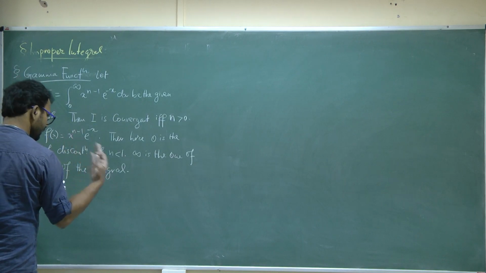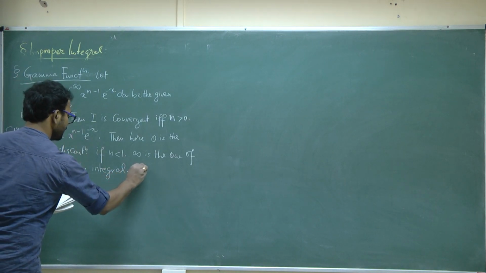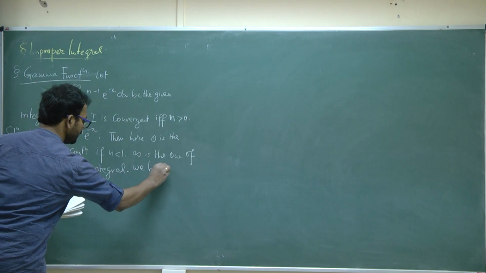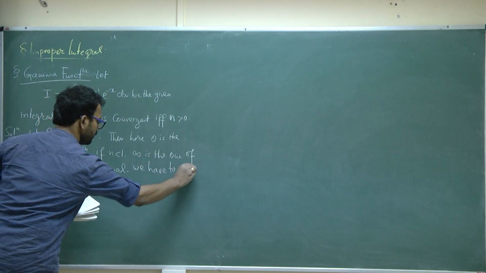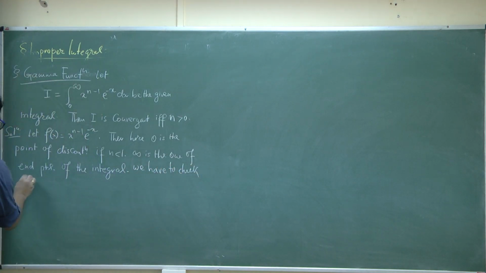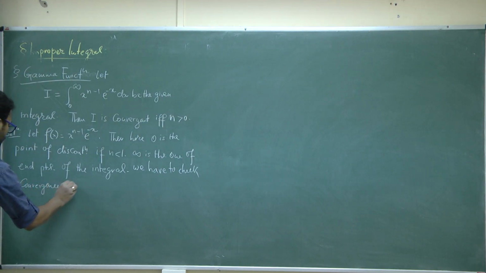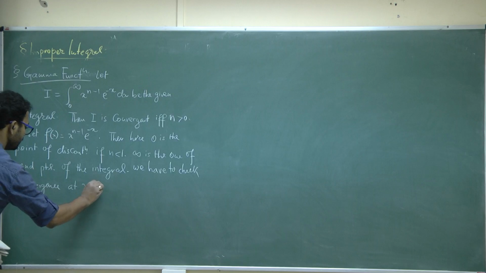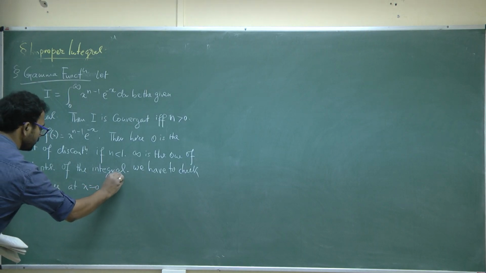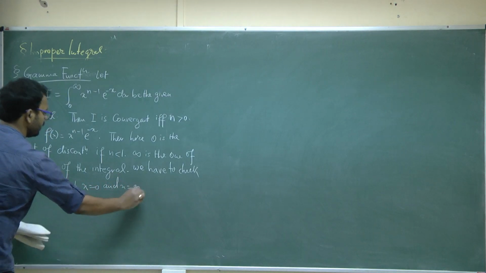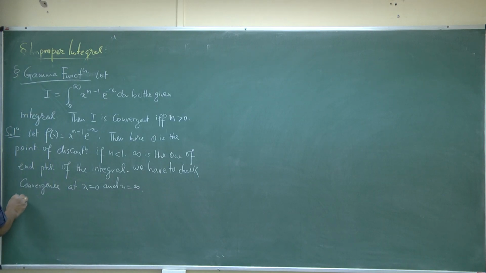we will first examine the convergence at 0, and then we will examine the convergence at infinity. So, we have to check convergence at x equals 0 and x equals infinity. So, first of all, let us check the convergence at x equals 0.